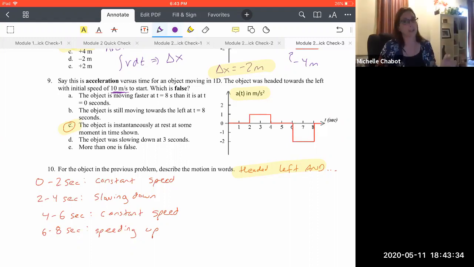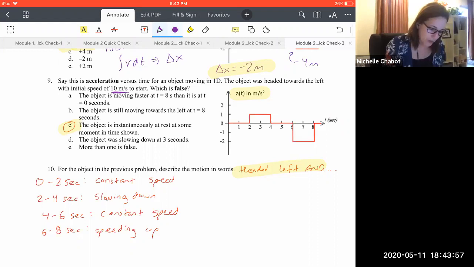So first, just a tip on these multiple choice type questions. Sometimes it can be confusing, especially when you're looking for a false statement. Label everything as true or false, and then go back at the end and see what the question was asking. That way you can avoid careless mistakes that might come up with these sorts of wordings. So the object is moving faster at t equals 8 than it is at t equals 0.